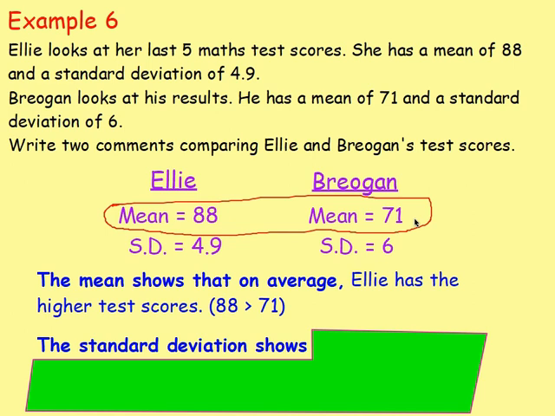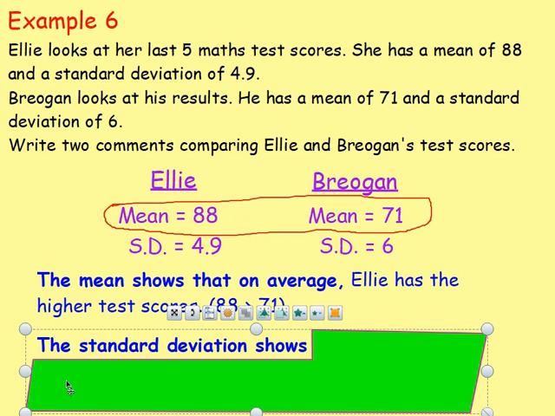Again, you can flip that. You can always say the mean shows on average, Brogan has lower test scores because 71 is less than 88. It doesn't matter which way around you have it, but I would always say the mean shows that on average. The mean is a measure of the average. Looking at the standard deviation though, what does the standard deviation show you? Well, it shows you for Ellie it's 4.9 and the standard deviation for Brogan is 6. Don't just say Ellie has a lower standard deviation. You wouldn't get the mark. You need to say what the standard deviation shows you. And the standard deviation is a measure of variation.